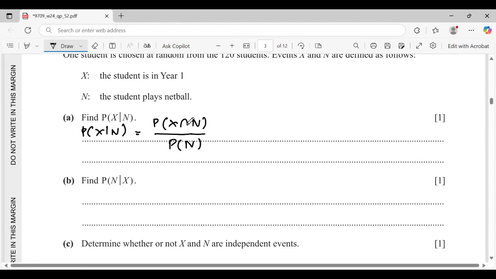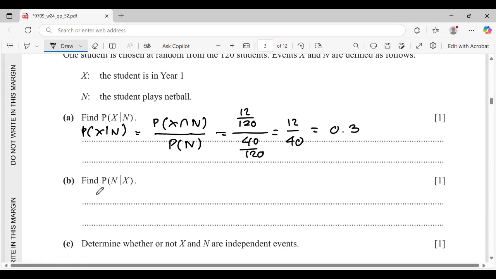The probability of X intersection N is the probability the student is in year one and plays netball. So it is 12 over 120. You can check on the information. And the probability of N is the probability the student plays netball, so this is 40 over 120. So it is 12 over 40, and if you calculate, this is 0.3.